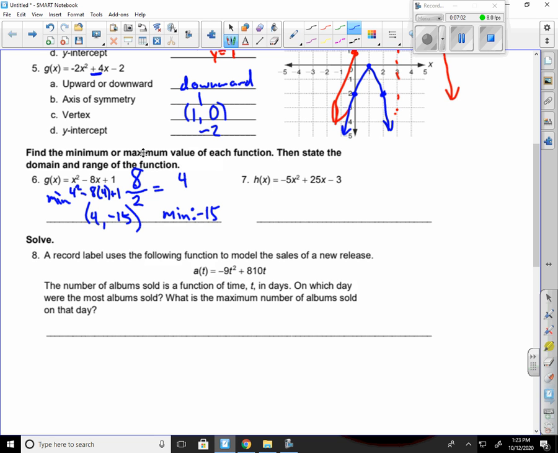State the domain and range of the function. The domain is all real numbers. To find the range, I take the minimum, which is -15, and it goes to infinity. Or I could say range y is greater than or equal to -15.